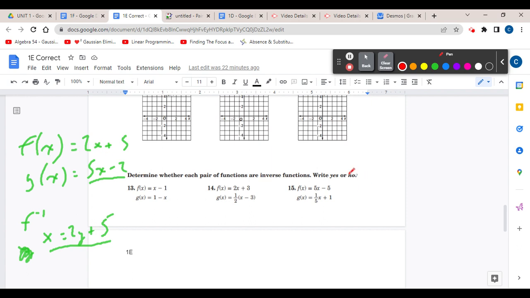So take a few minutes, try these out. Yes or no will suffice, and that is it for inverses. We will talk about these a little bit more later.